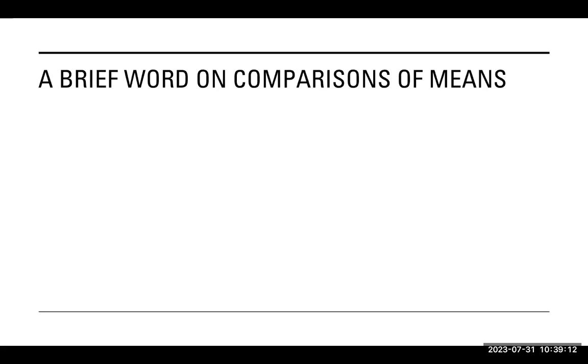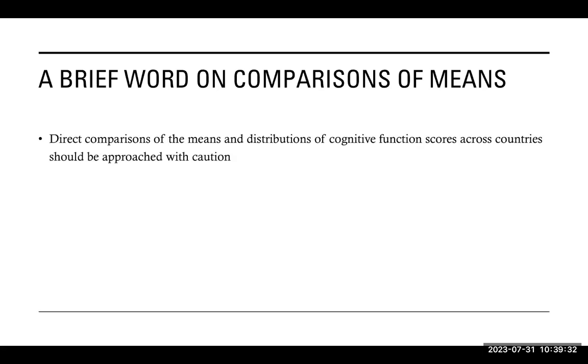So I think it's really important to be thoughtful about why we think this is happening, especially as many of us are researchers from the global north, from higher income countries. We want to be thoughtful and responsible about our use of the data and how we interpret differences that we are inevitably going to see across countries. My recommendation is to approach direct comparisons of means, standard deviations, and distributions with a lot of caution across countries.